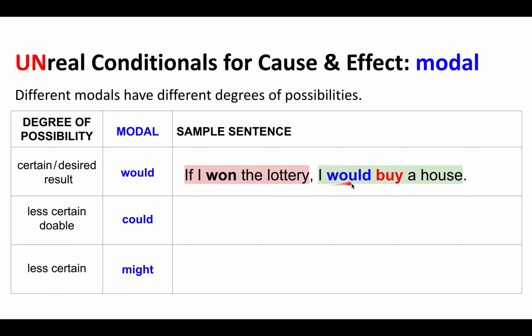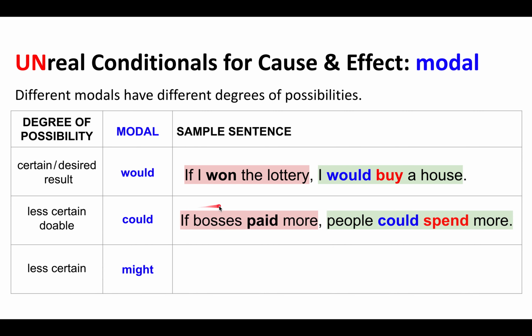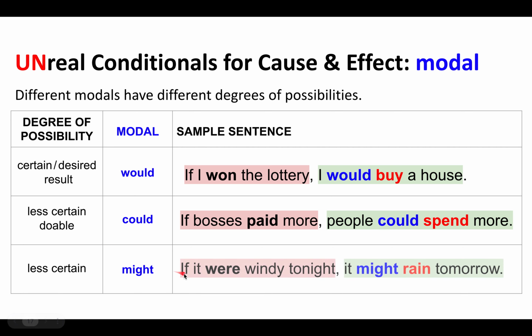If I won the lottery, I would buy a house. If it's less certain or doable, we use could. If bosses paid more, people could spend more. And it can also be used for less certain with might. Might means less certain results. If it were windy tonight, it might rain tomorrow. Well, you might say, well, windy could be very possible. Yes, but it's not windy right now. It's unreal, okay? But if it were windy tonight, it might rain tomorrow, okay? Let's move forward.